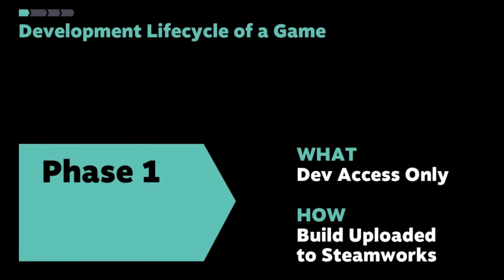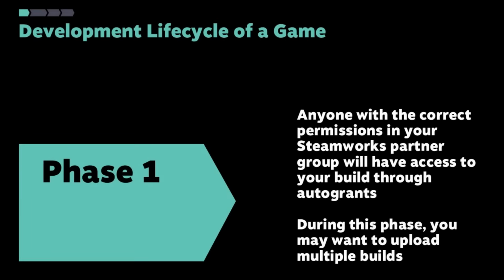Phase 1. During this phase, only the developers have access to the build of the game, and you're only doing internal playtests. And you're accomplishing this by uploading your build into Steamworks. It's just that simple. Anyone with the correct permissions in your Steamworks partner group will have access to your build through auto-grants. It's going to happen automatically. You will likely be uploading many builds as development progresses. You may even want to automate the process of uploading builds. Our uploading to Steam documentation has plenty of pointers to help you streamline this phase of development.